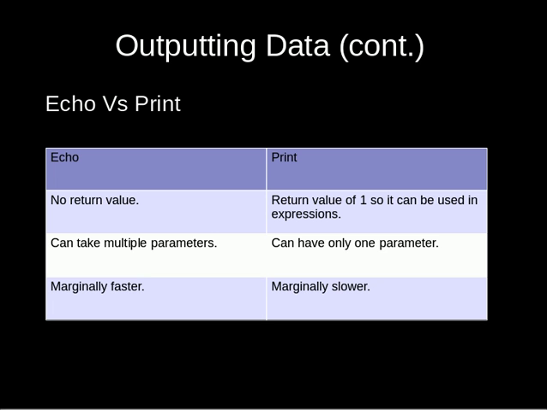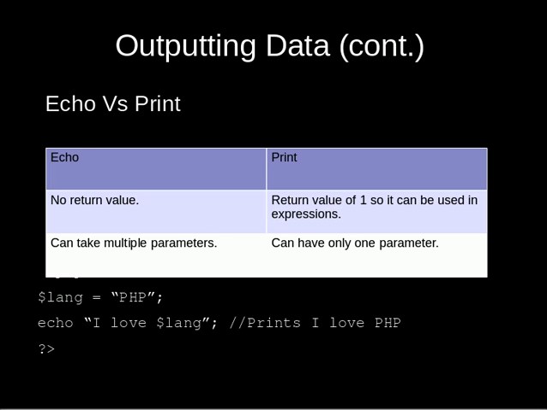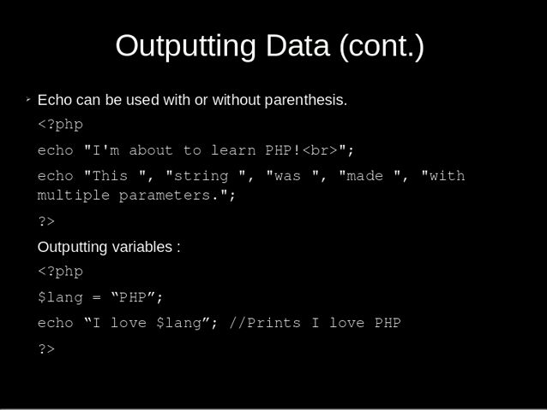Difference between echo versus print. Echo returns no value. Print returns a value of 1, so it can be used in expressions. Echo can take multiple parameters. Print has only one parameter. Echo is marginally faster and print is marginally slower. Echo can be used with or without parentheses.